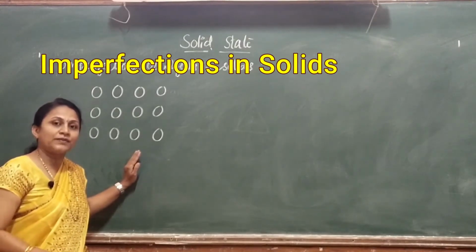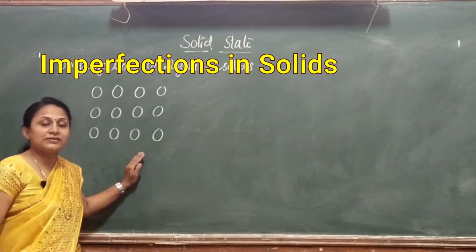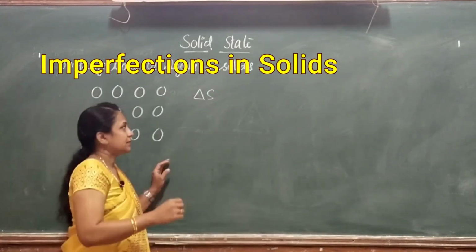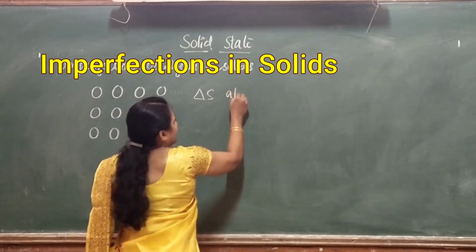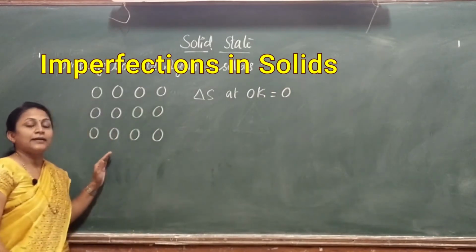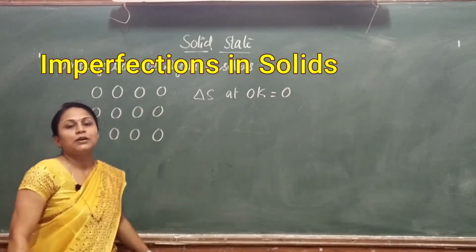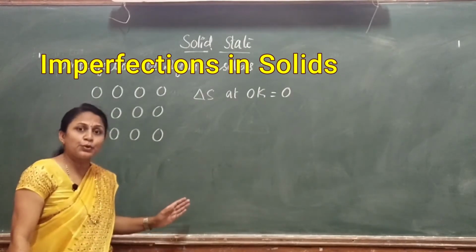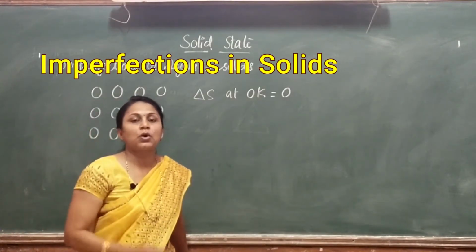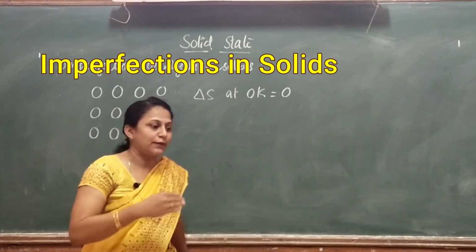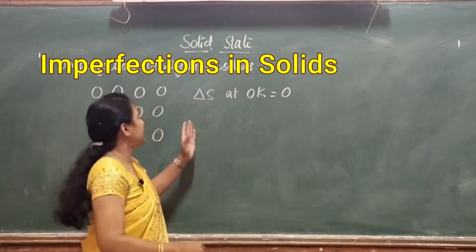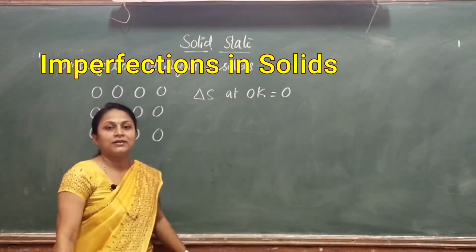Then if the entropy of the constituents at absolute zero temperature is zero, then we say that it is a perfect crystal. That is, if the entropy at zero Kelvin is equal to zero, then we say that it is a perfect crystal. But it is not possible, because it may be due to the defects or imperfections, may be due to the presence of impurities, or the particles may dislocate from their normal positions. So today let us discuss the imperfections or defects in solids.